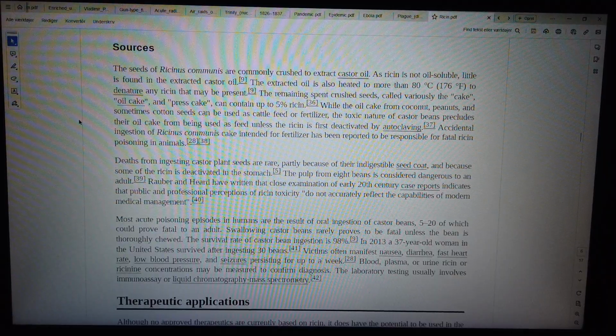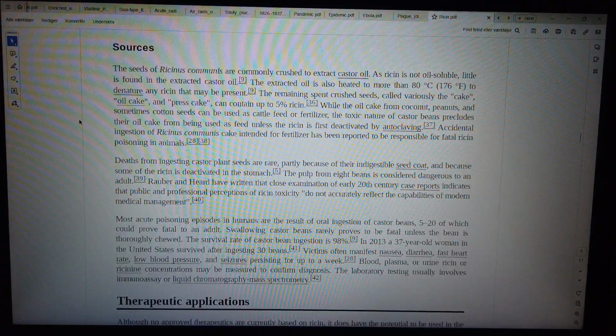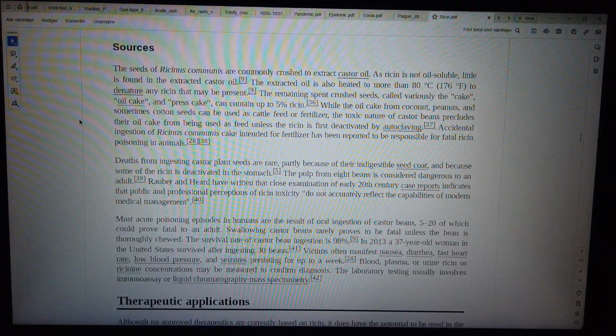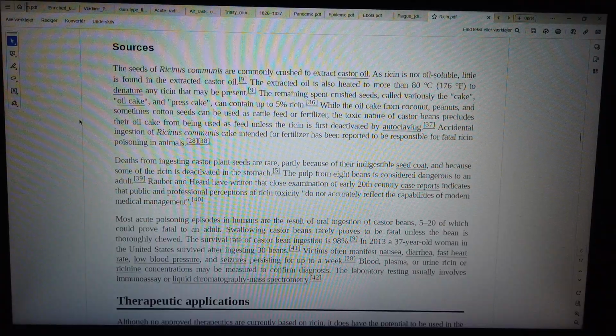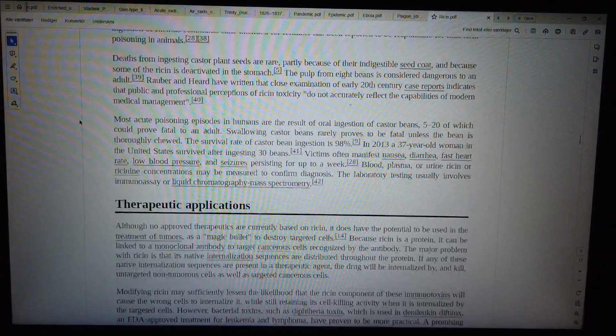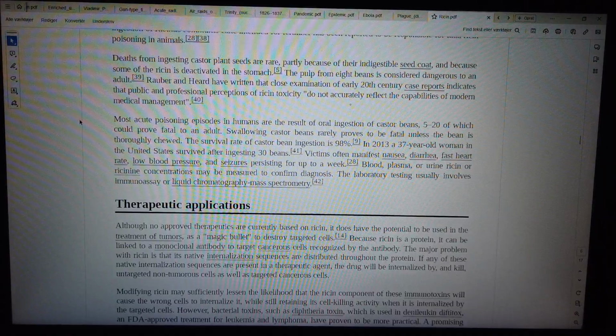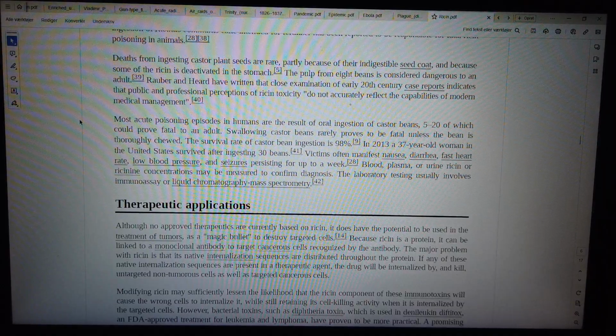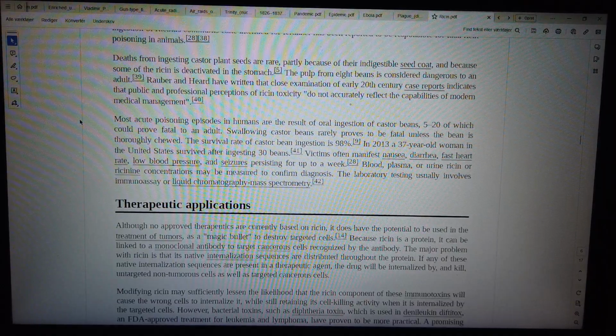Deaths from ingesting castor plant seeds are rare, partly because of their indigestible seed coat, and because some of the ricin is deactivated in the stomach. The pulp from 8 beans is considered dangerous to an adult.